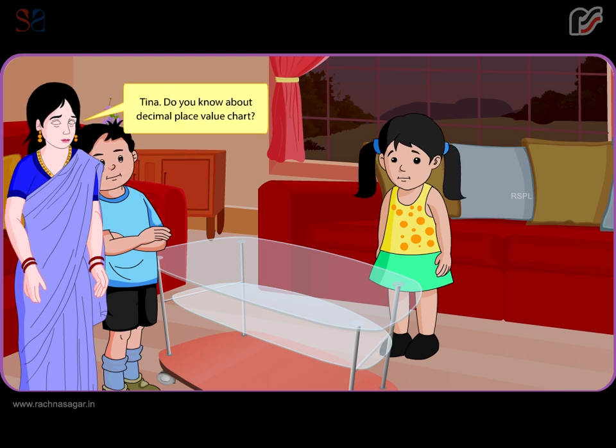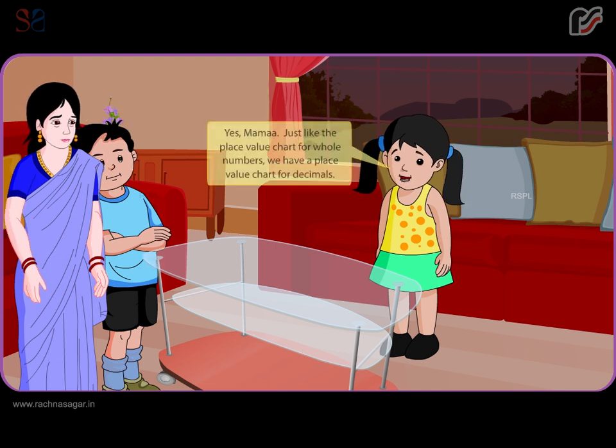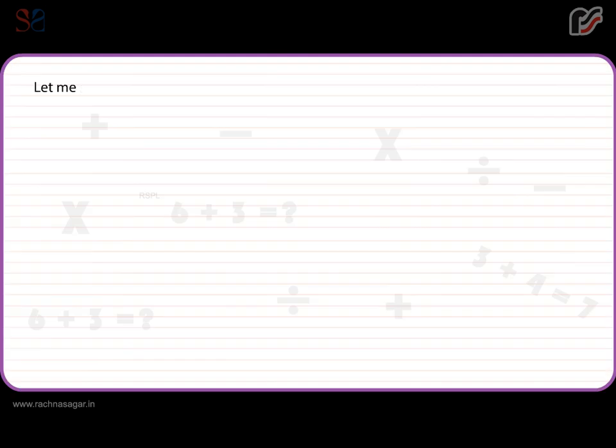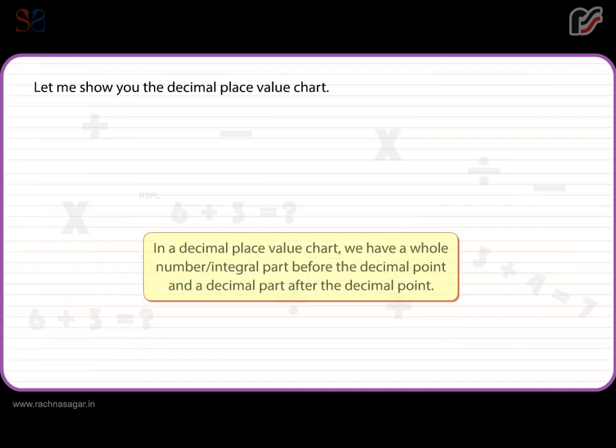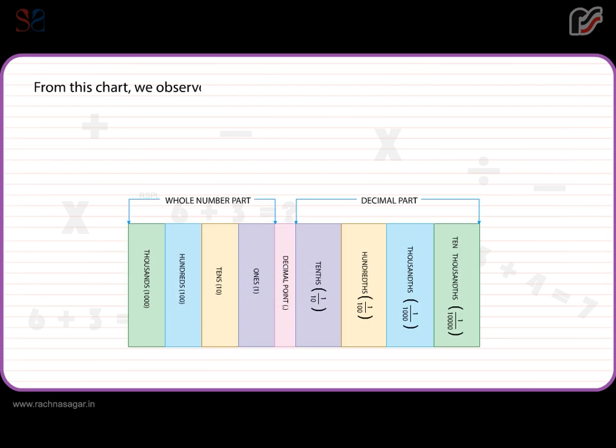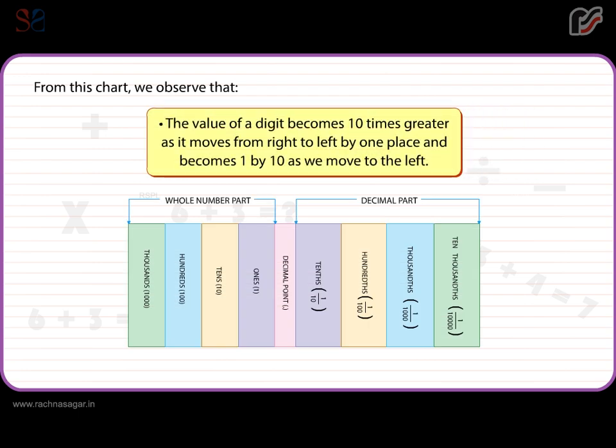Tina, do you know about the decimal place value chart? Yes, Mama. Just like the place value chart for whole numbers, we have a place value chart for decimals. Let me show you the decimal place value chart. In a decimal place value chart, we have a whole number or integral part before the decimal point and a decimal part after the decimal point. From this chart, we observe that the value of a digit becomes 10 times greater as it moves from right to left by one place, and becomes 1 by 10 as we move to the right.